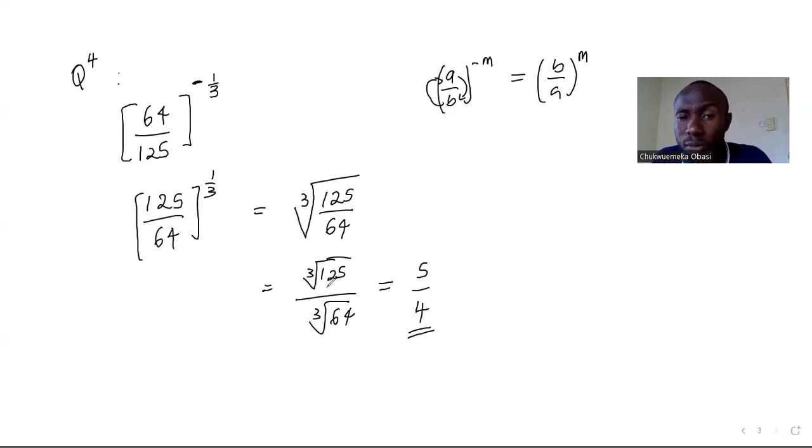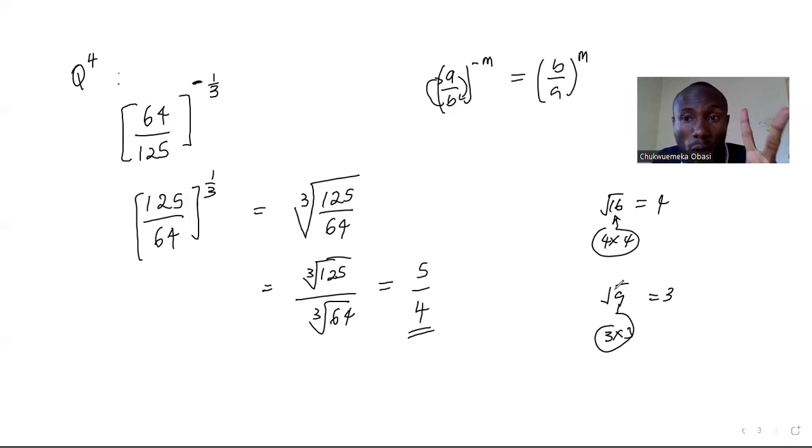Then let me quickly explain what we mean by cube root. When it says square root of 16, we say the answer is 4 because 4 times 4 will give you 16. When you say square root of 9, the answer is 3 because 3 times 3 will give you 9. Now, when we talk about square root, we're looking for two numbers that when you multiply them, you get this number inside the root, which is called the radicand.